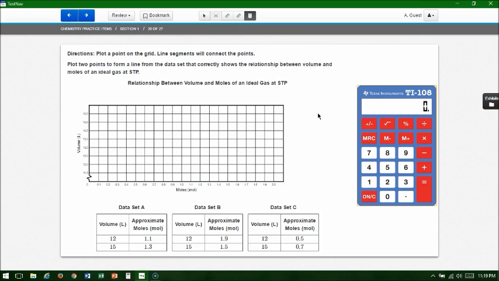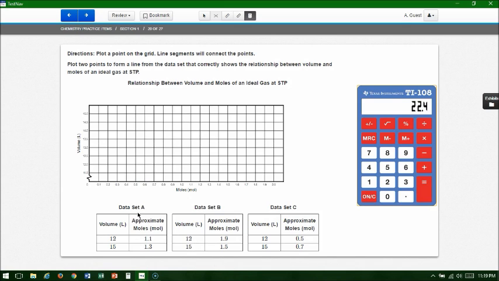All right, this is question 20. Directions. Plot a point on the grid. Line segments will connect the points. Plot 2 points to form a line from the data set that correctly shows the relationship between volume and moles of an ideal gas at STP. Now you have learned that 1 mole of a gas at STP has a volume of 22.4 liters.